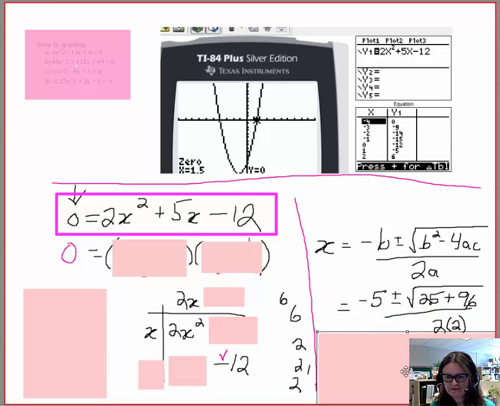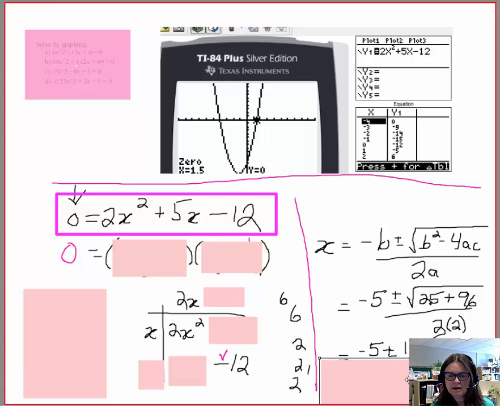Okay, so then I fill in what I need. So I just filled in my a value. There's my a value here at 2, my b value at 5, and negative 12 is my c value. I was pretty careful right here with the negatives because I had a negative 4 and then I had a negative 12, which would have made this positive. So I multiplied through there.